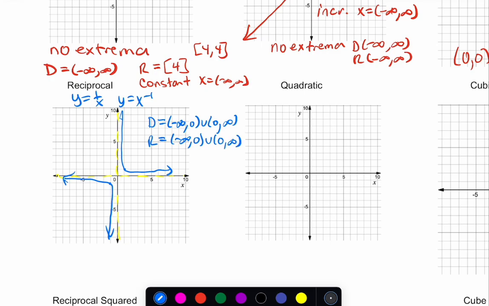So we skip an x value of 0, we skip a y value of 0. That's what those asymptotes are kind of indicating. Now, the graph is in two pieces, so then you have to analyze, are both pieces going downhill or both pieces going uphill? So I kind of do them separately.